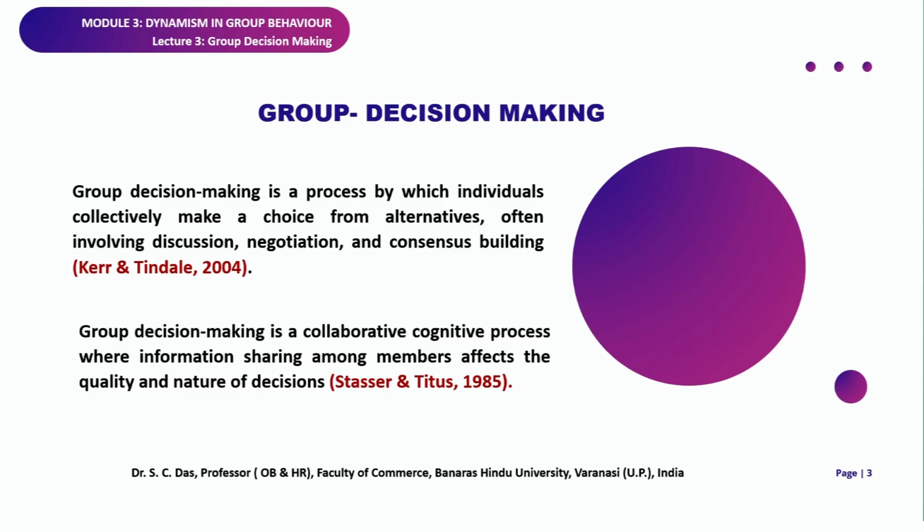Group decision making is the process by which individuals collectively make a choice from alternatives, often involving decision, discussion, negotiation, and consensus building. There are three different things as prescribed by Keir and Tyndall 2004. Group decision making is a collaborative cognitive process where information sharing among members affects the quality and nature of the decision, and that is Stasser and Titus 1985. See, it is sharing some important aspects or choosing some alternatives, with contributions by different decision makers. That is the part of this lecture.